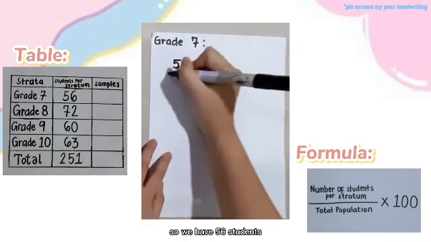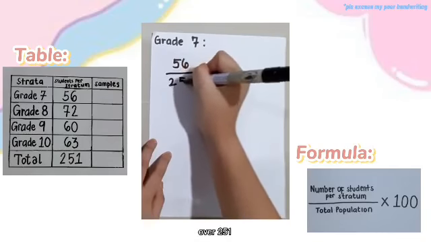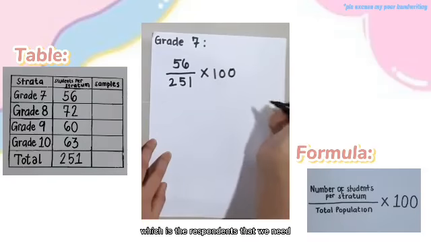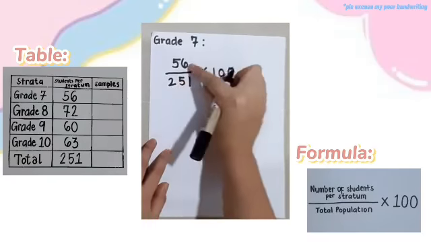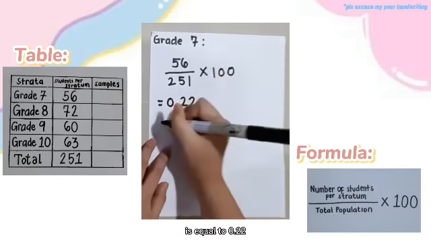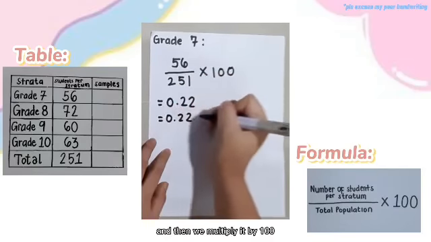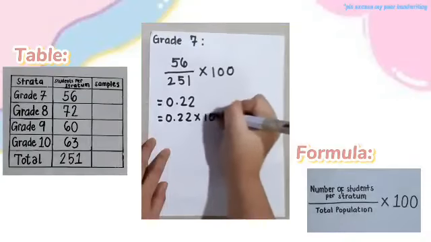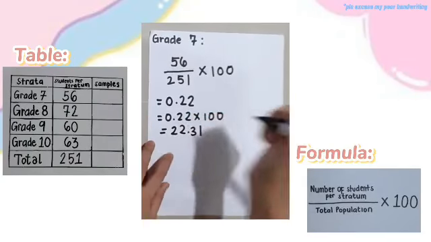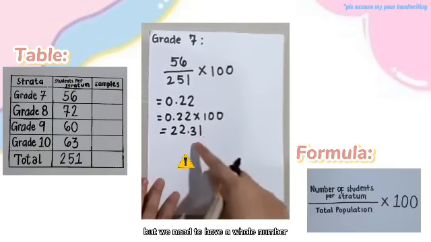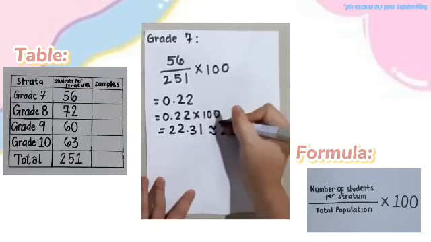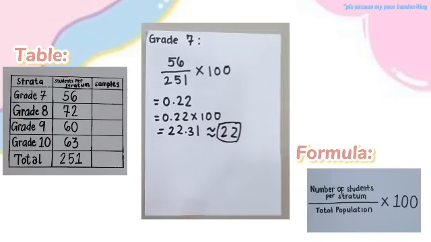So we have 56 students over 251, which is the total population, multiplied by 100, which is the respondents that we need. 56 divided by 251 is equal to 0.22, and then we'll multiply it by 100. Then we'll get 22.31. But we need to have a whole number, therefore we'll round it, so we'll get 22. And that's how you get the sample.